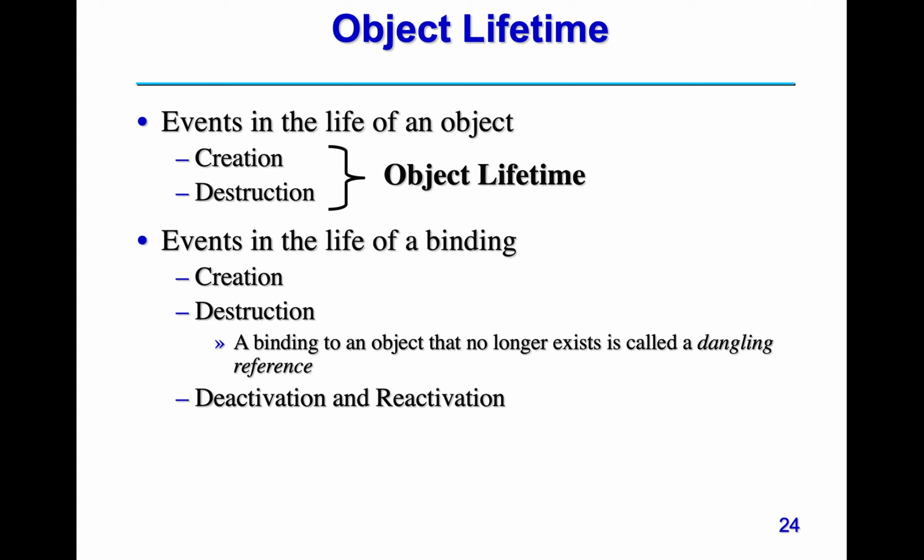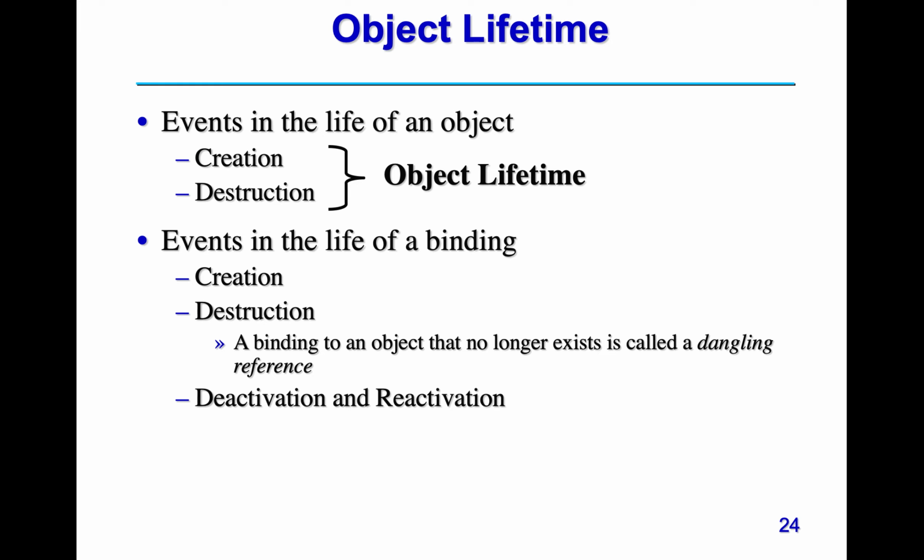So the object lifetime, and we're going to get into more of this in the next lecture, is the events in the life of the object, the creation, the destruction. And so the events in the life of the binding, you also have the creation and the destruction. So you have to deallocate the memory somehow, and in doing so, you're going to destroy the binding.